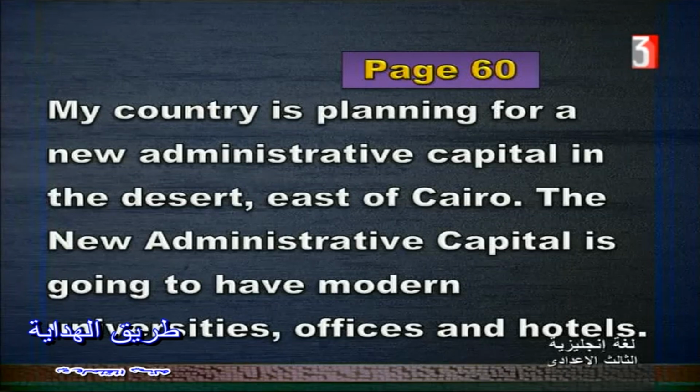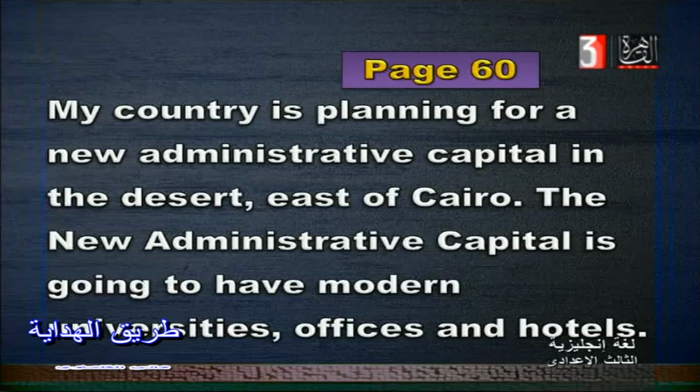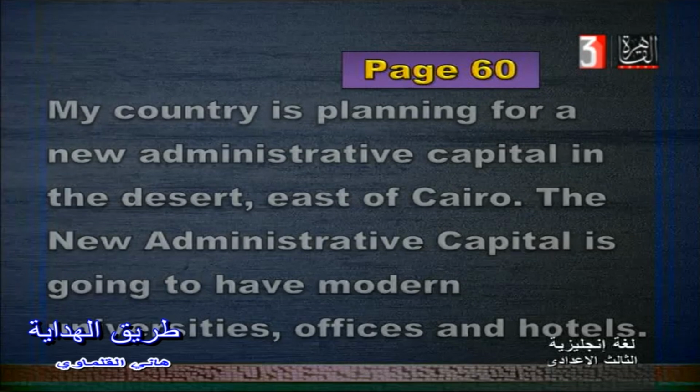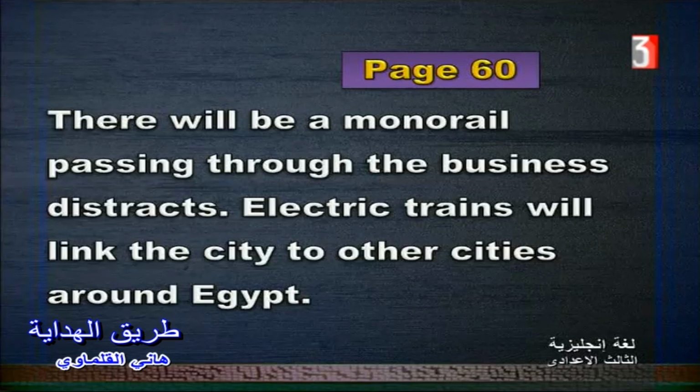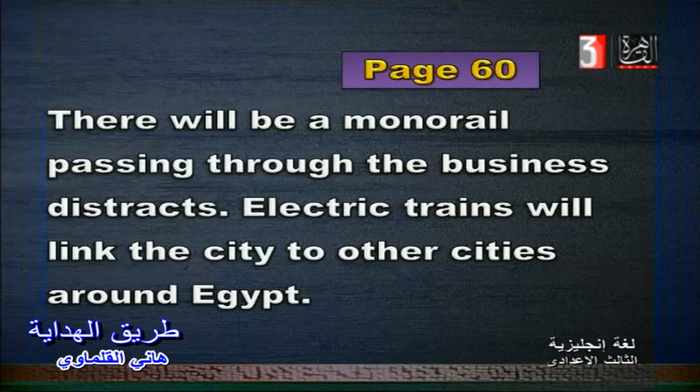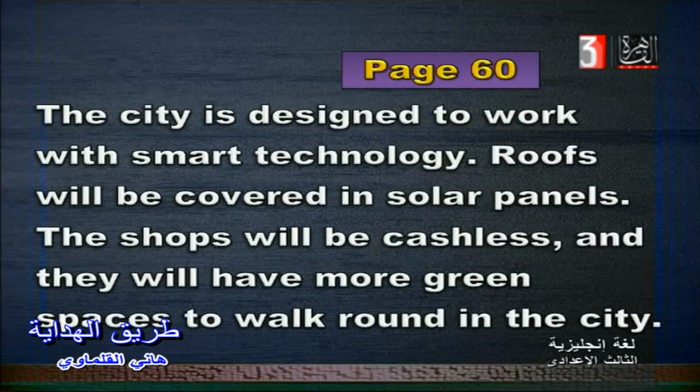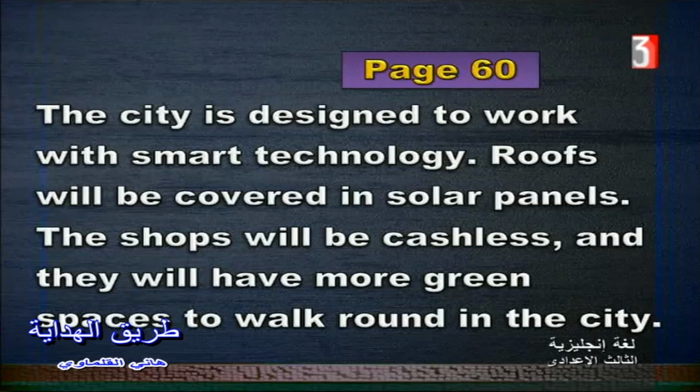The new administrative capital is going to have modern universities, offices, hotels. There will be a monorail, as we discussed before. Monorail, it's friendly to the environment, carries a lot of passengers, passing through the business districts. Electric trains will link the city to other cities around the world. The city is designed to work with smart technology. So this city is friendly to the environment. It uses electric transportation. It's also modern. It uses smart technology.